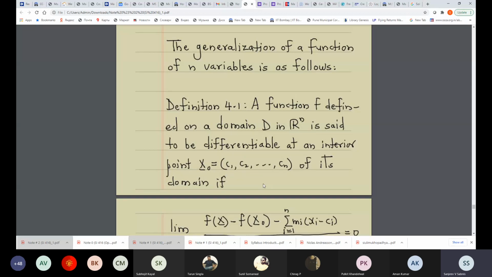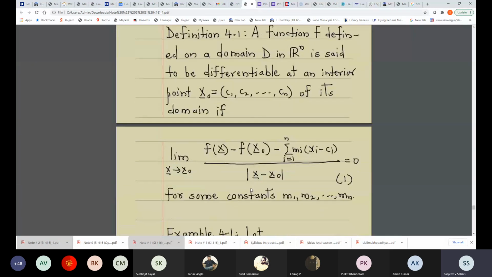So point x0 belongs to D. It's an interior point of D. We know what is meant by a point being interior to a given set. So it's an interior point of D, hence it is an interior point of Rn, so it's n dimensional. So we're talking about a function f being differentiable at this point. Now look at this definition.